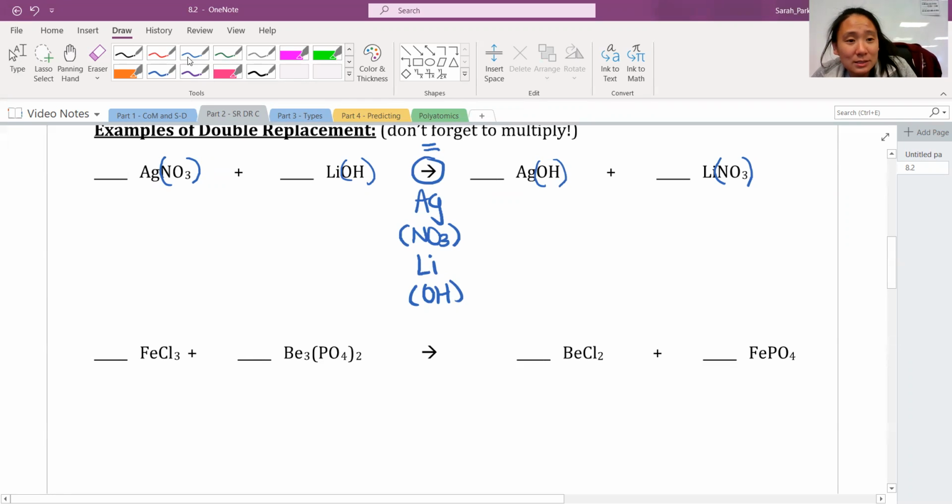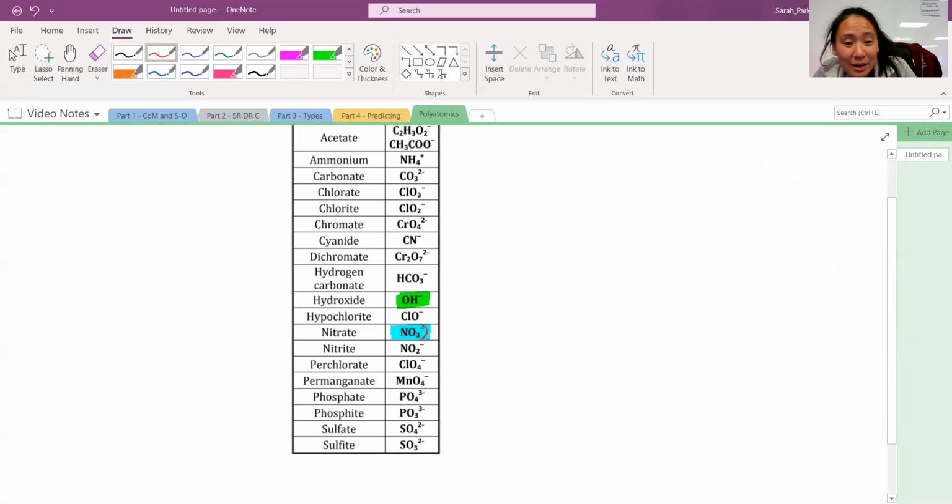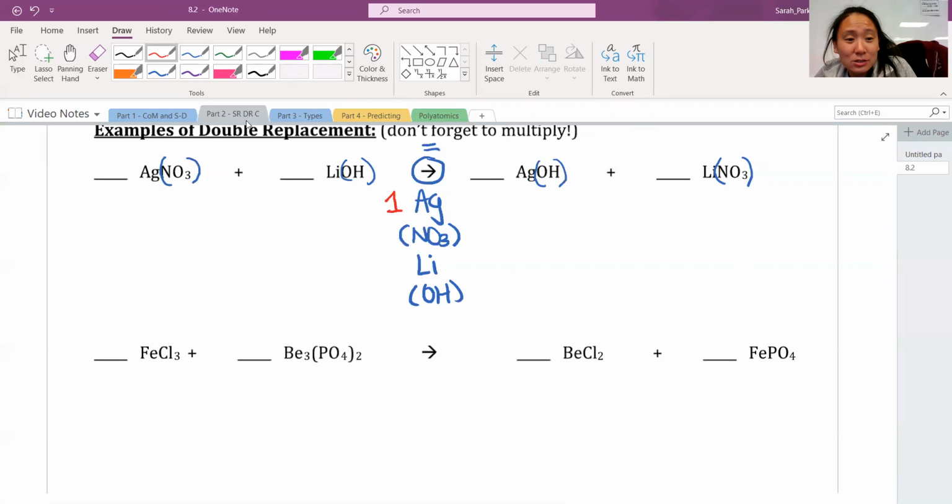I have one silver. Now, NO3, right? Do you see how 3 is on the inside of the parentheses? So you always look on the outside to see what number you have. So here I have only one nitrate because 3 is on the inside. That's part of the polyatomic. So I only have one nitrate. I have one lithium. Once again, OH, you look at the number on the outside. I only have one here.